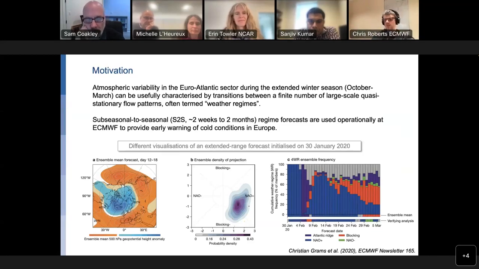I've also seen similar plots to this one here, where it breaks down, each member shows the sequence of regimes in a member. I think that's another one we produce operationally. So you can see what are the most likely transitions, even if those transitions occur at different lead times.